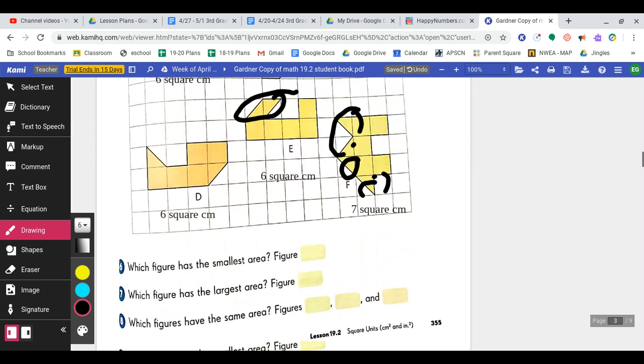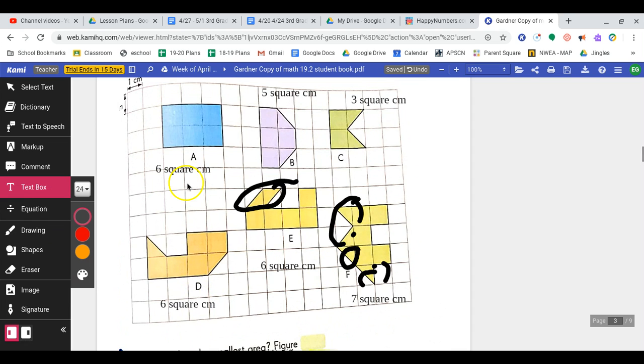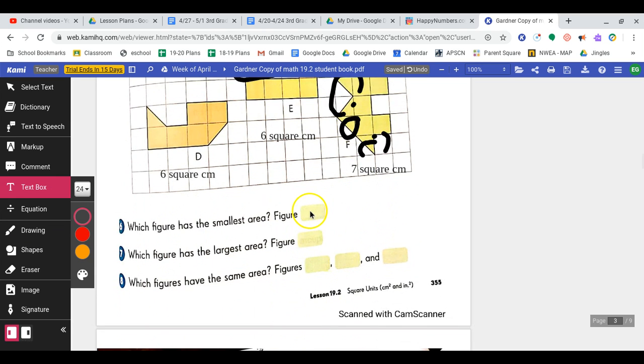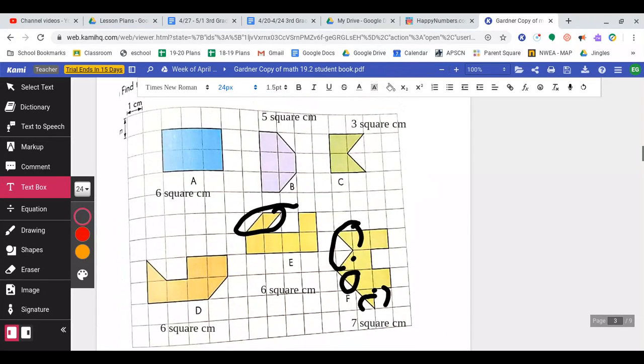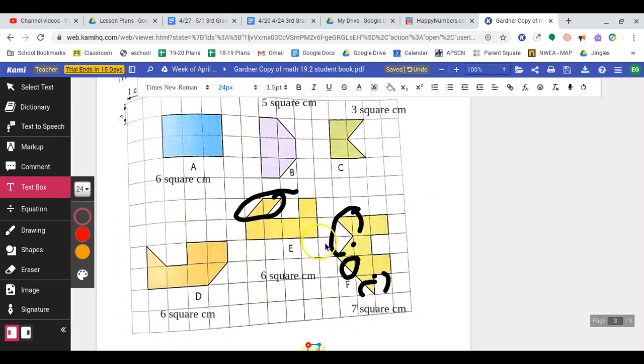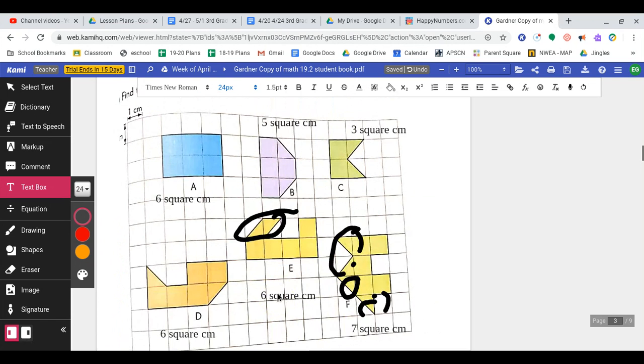Okay, so which figure has the smallest area of the ones up here? Okay, we had 6, 5, 3, 6, 6, and 7. The smallest area is figure C with 3 square centimeters. Figure C. Which one has the largest area? Can you see? Figure F has an area of 7 square centimeters. That's the largest.